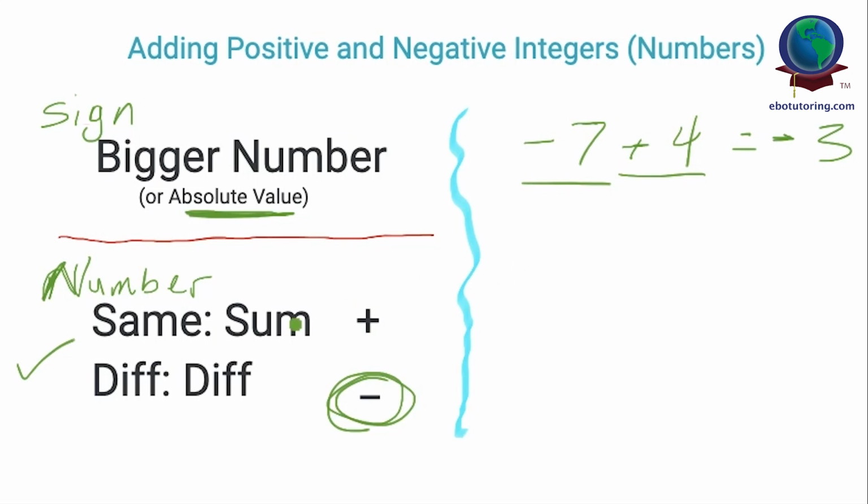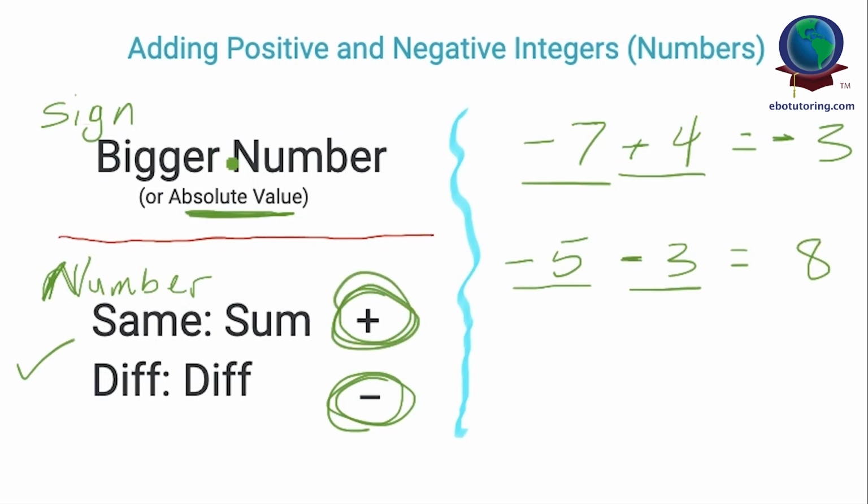What if they're the same sign, like same sum? Okay, watch this. Negative 5 minus, or negative 3. In this case, the 5 is a negative and the 3 is also negative. They're the same sign. So what do we do? We add the numbers.